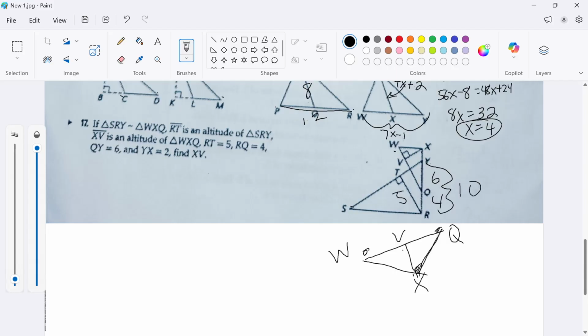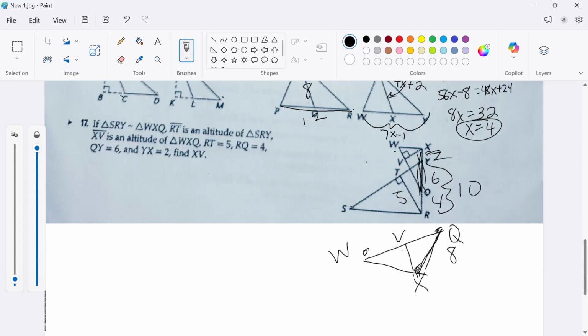So that corresponds to XQ. And then it says YX is 2. QX is the whole side of that triangle, QY plus YX, 6 plus 2 is 8. Good math there. All right, and it wants me to find XV.